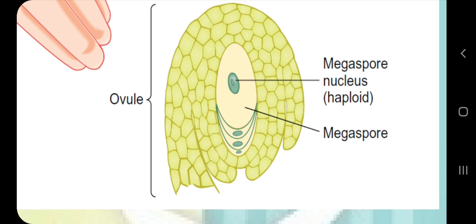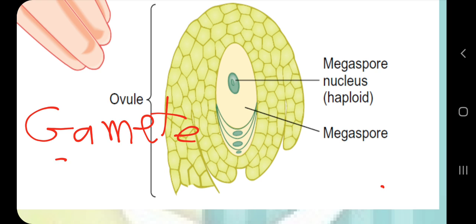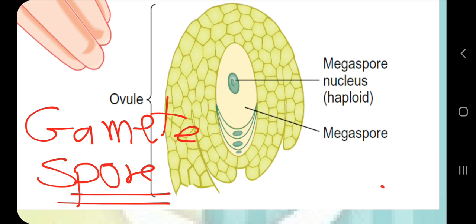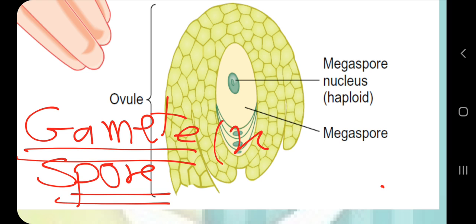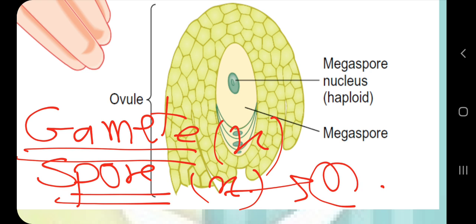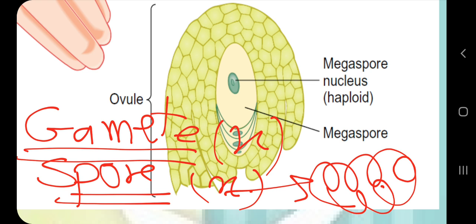Let me clarify one thing. If you encounter the two terms gamete and spore anywhere in biology, they will always be haploid. Let's never confuse this. The only difference is that a spore can give rise to a new individual by cell division or mitosis, but a gamete cannot do this. A gamete has to fuse with another gamete, then it makes a zygote which is diploid.